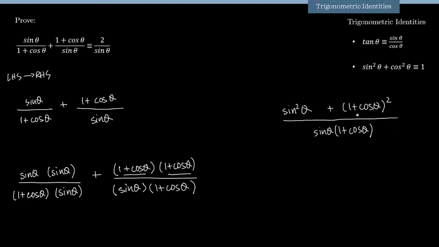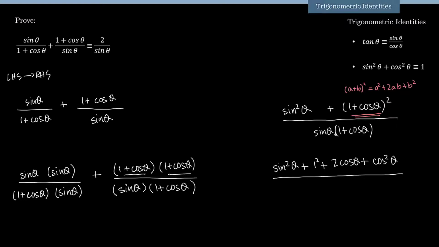I can expand this 1 plus cosine theta whole square by using the formula of a plus b whole squared, which is a square plus 2ab plus b squared. So the numerator would become sine square theta plus a over here is 1, so 1 square plus 2 times a times b. A is 1 and b is cosine theta. So plus 2 cosine theta and plus b square. B is cosine theta, so plus cosine square theta and divided by sine theta times 1 plus cosine theta.